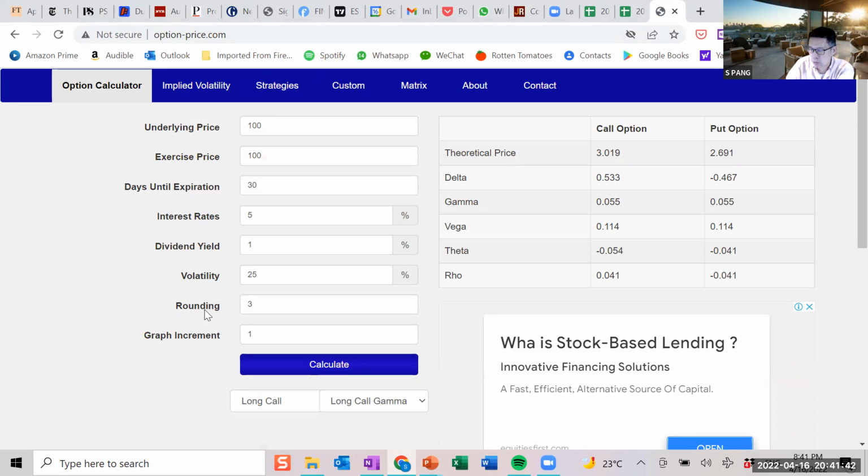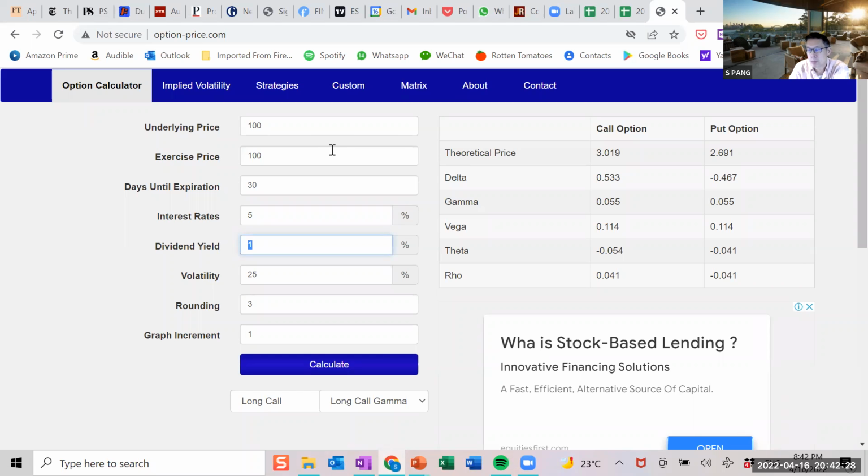Now, not to worry about the rounding and graph increment and all that stuff at the bottom. You see there are 6 inputs: volatility, dividend yield, interest rates, days until expiration. This is calendar days, I think. So 30 days is actually 1 month. Exercise price. So this one is actually priced at what we call ATMS, at the money spot. So price is simple. It's just what you see in the market. Exercise price, you know what that is. No argument about days until expiration. No argument about interest rate.